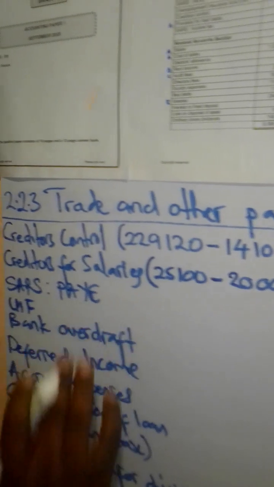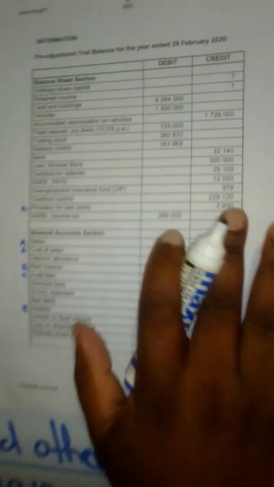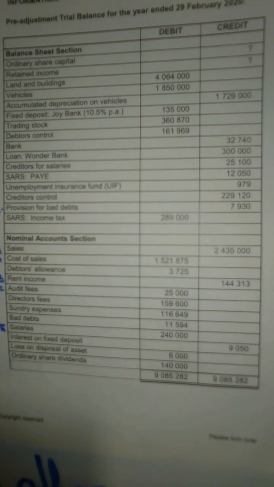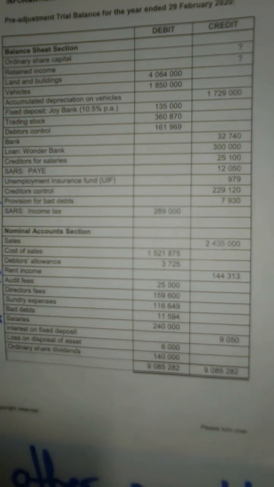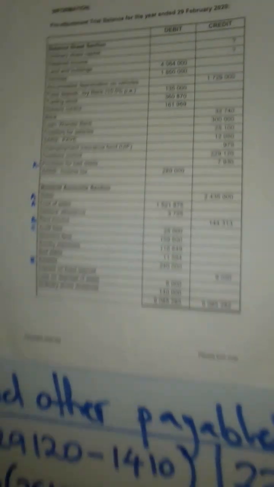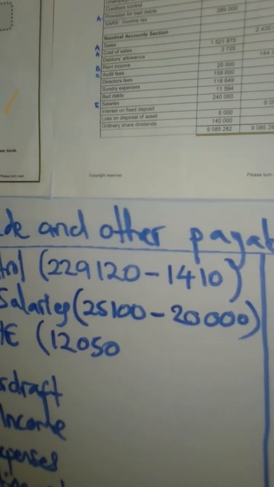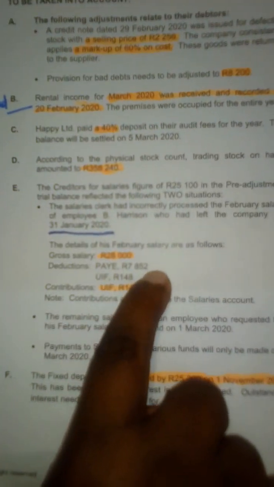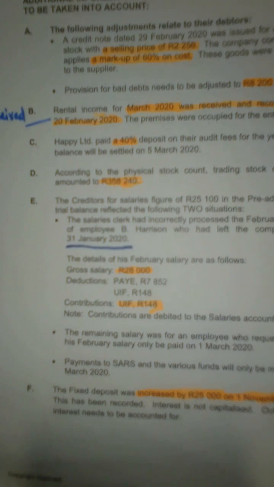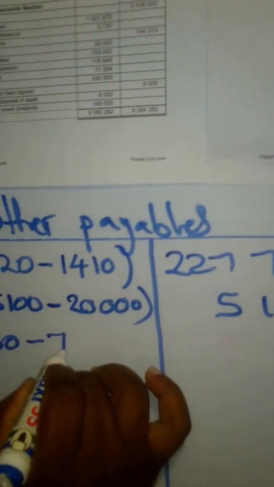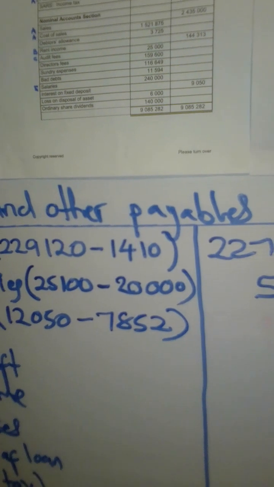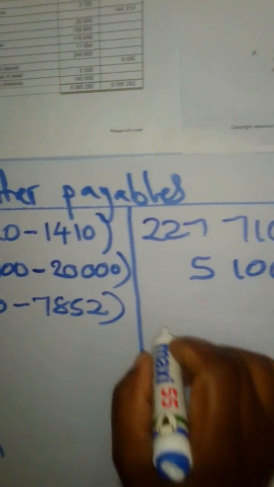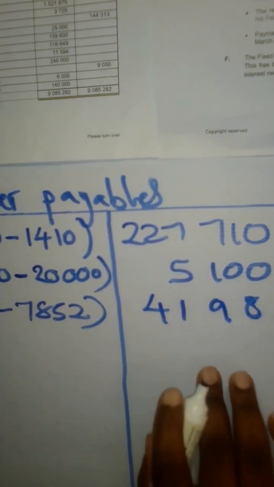Let's look at SARS PAYE. The SARS PAYE that is already given here is 12,050. Let's check if there is any other adjustment that we are supposed to take care of that is affecting our SARS PAYE. If you look at the deductions, there is PAYE here. Remember, this man was not needed, so we are also supposed to subtract it. Minus 7,852. After our calculation we remain with 4,198. 4,198 is our SARS PAYE.